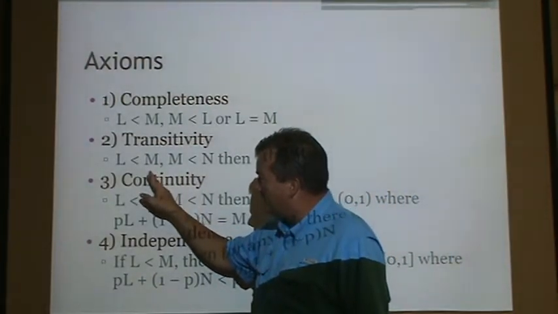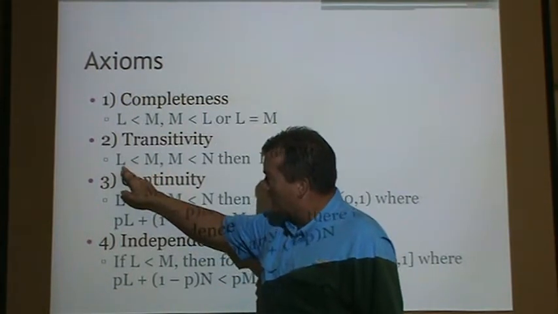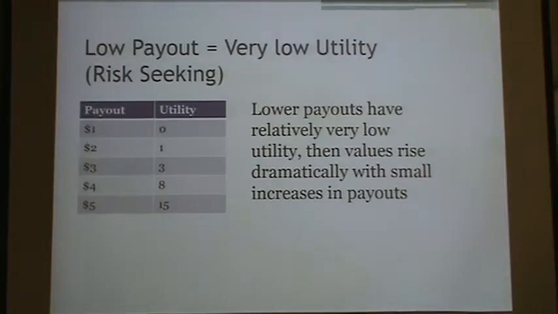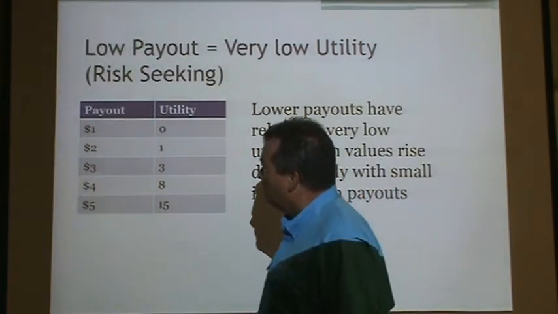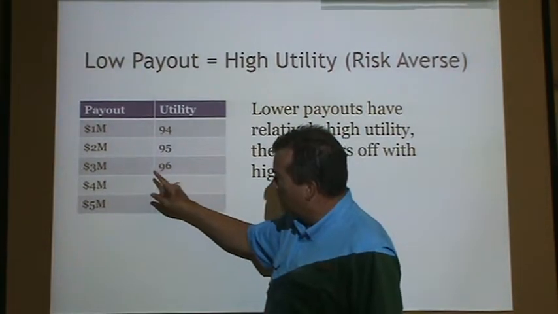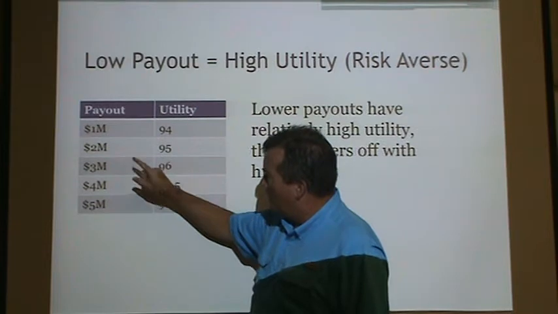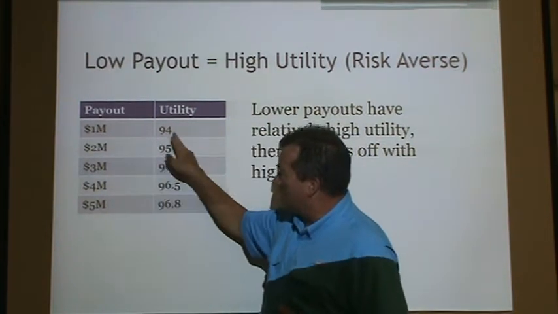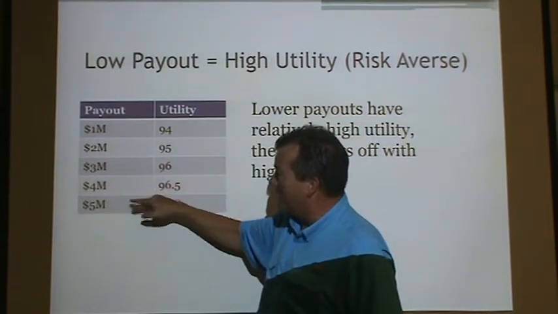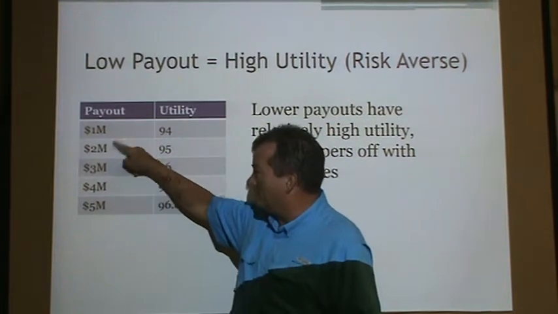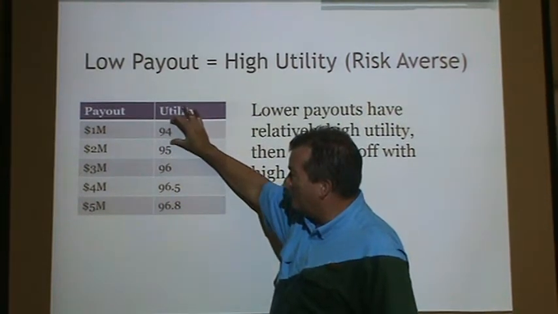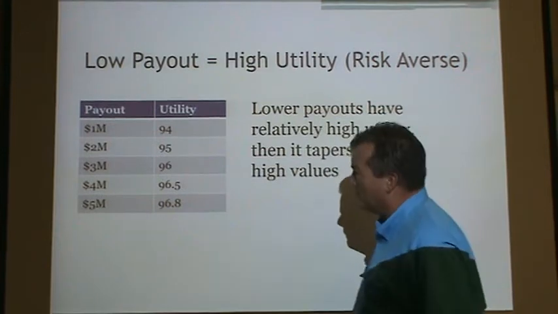Transitivity says if L is less than n and m is less than n, then L must be less than n. So we're not going to have a situation where we say, to me, the value of $1 million is 94, the value of $2 million is 95, and the value of $3 million is 96, but the value of $3 million is worth less than $1 million to me. So these numbers would have to go in order. You go 94, 95, you can't go 94, 95, 92. Can't go out of order.